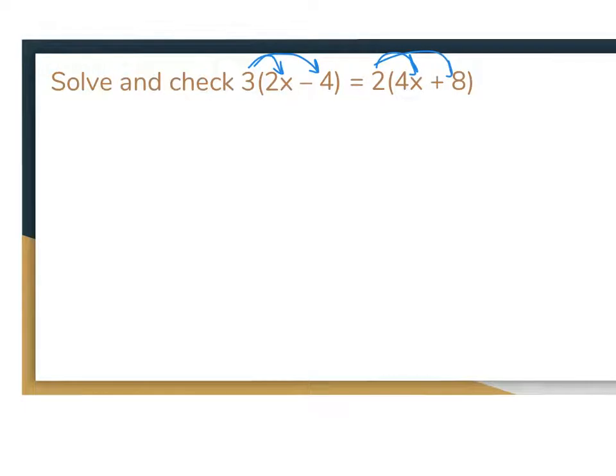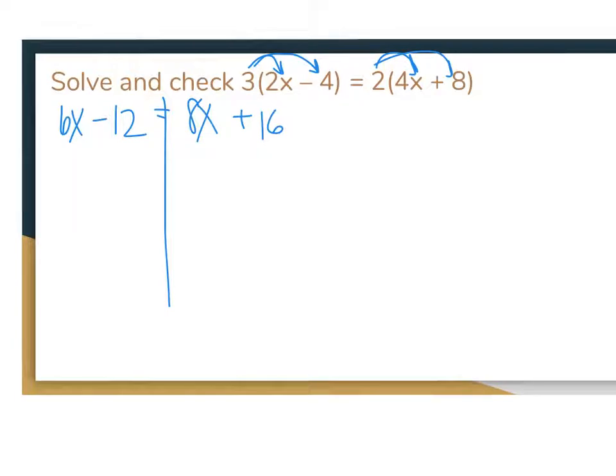So 3 times 2x is 6x minus 12 equals 8x plus 16. Right, so our first step was to distribute the 3 and the 2. And now our problem looks exactly like it was on the previous problem, right? So I have variables on both sides. Because I have variables on both sides, I have to get rid of one of them.